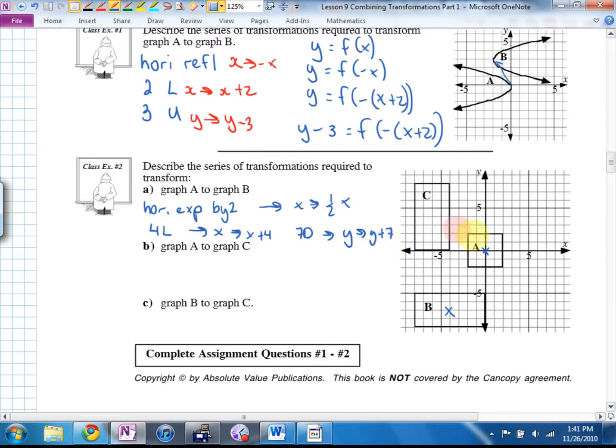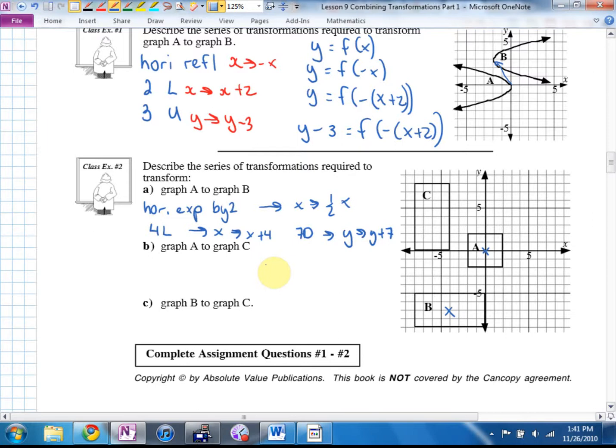Now, if I'd picked the corner, that would have been way tougher to figure out, because if I counted sideways to this corner, I would get 8 squares. Why would I get 8 squares? Because first it was expanded by 2, and then it went 4 left. So I always try and pick x or y intercepts. The origin is a very nice one to move around if you can.